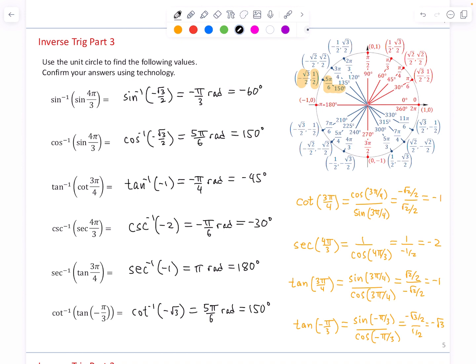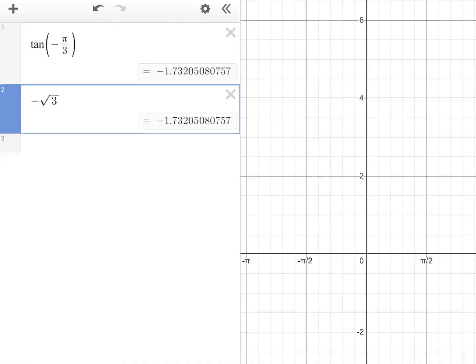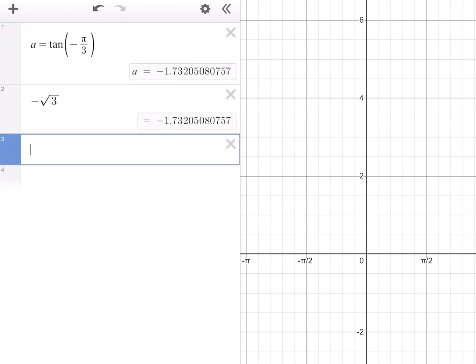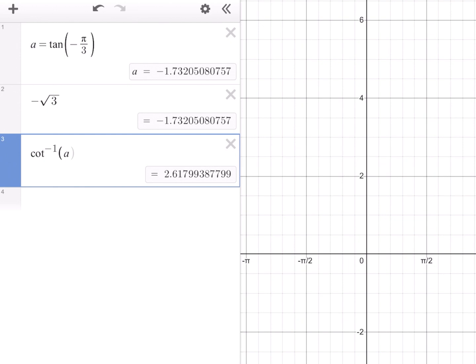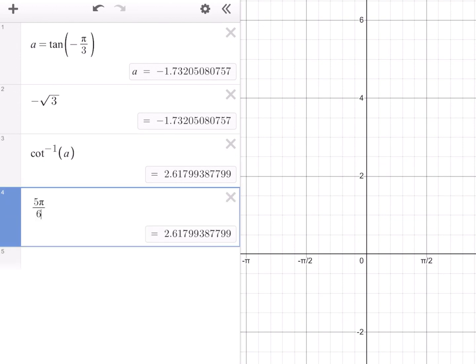Now let's use technology just to check this last one. Make sure you're in radian mode. The tangent of negative pi thirds in decimal form is about negative 1.732, which is really the negative square root of 3. So I've typed both in so that you can see that they are the same. Let's call this first one A, because now I want to do the inverse cotangent of this. So instead of typing in tangent negative pi thirds, I can just put A, and we get this value, which we just claimed is 5 pi 6, which when I type in 5 pi 6, you can see we get the same decimal representation. So this confirms our work that the inverse cotangent of the tangent of negative pi thirds will be 5 pi 6.